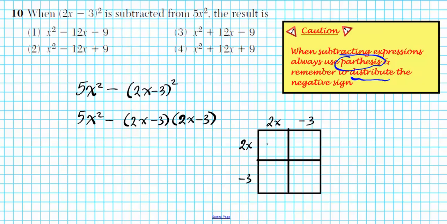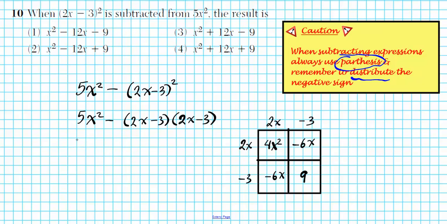So 2x times 2x is 4x squared. 2x times negative 3, number times number, negative 6x. And then 2x times negative 3, negative 6x. Negative 3 times negative 3 is positive 9. Okay, the nice thing about this is it keeps everything organized so you don't get things confused.